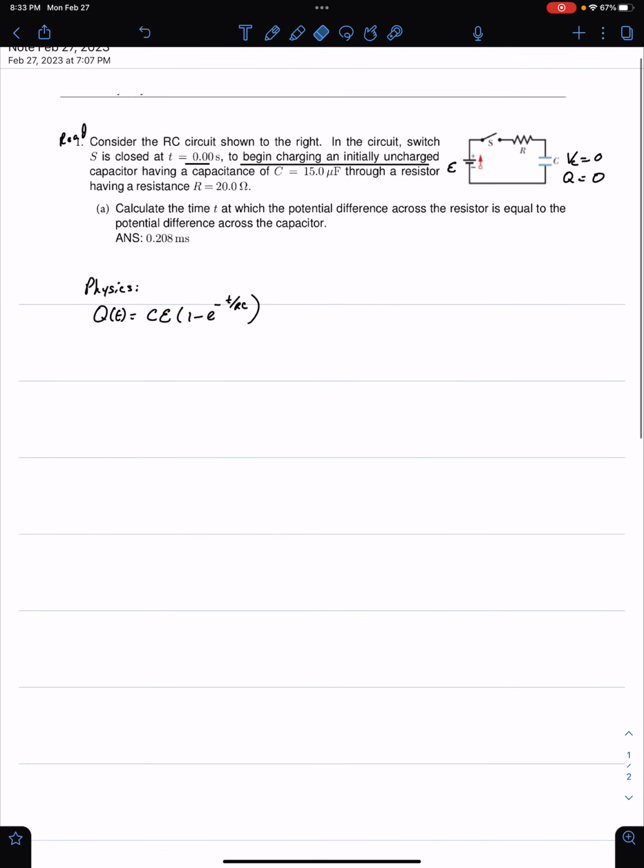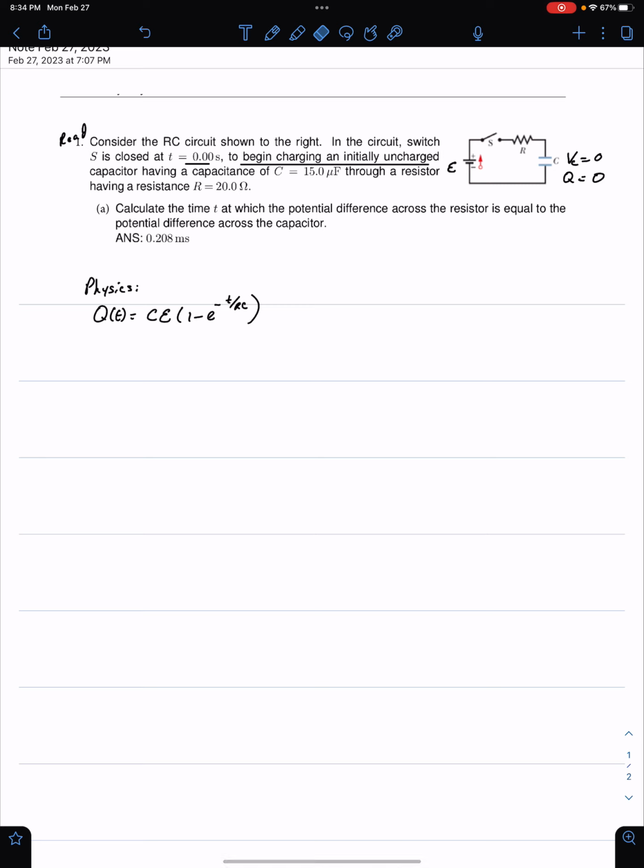Now, we have that. It's asking us to calculate the time at which the potential difference across the resistor is equal to the potential difference across the capacitor. I taught you two ways of doing this, either finding the derivative of charge or using Kirchhoff's loop rule, because you're going to need an understanding of this in order to do this. Two things that I want to make clear to you.